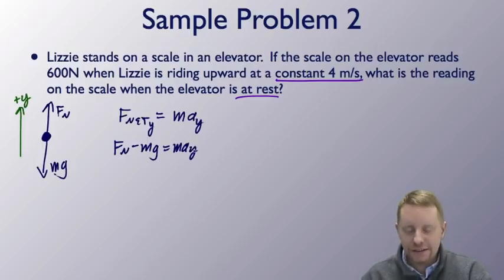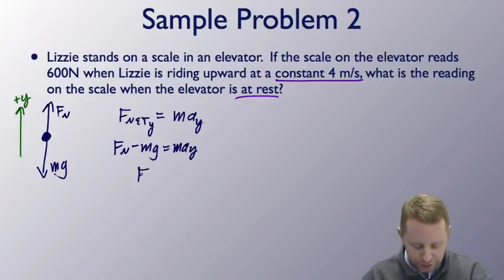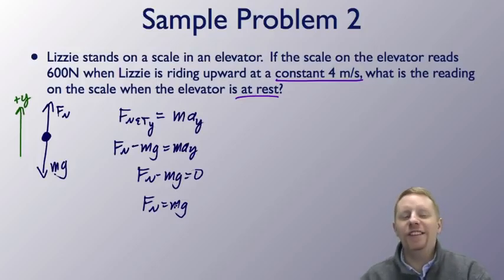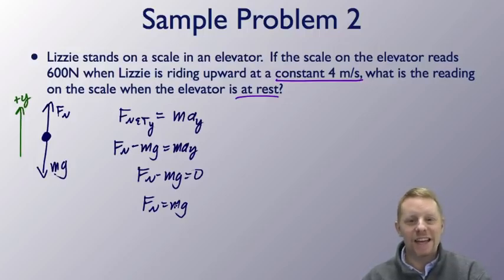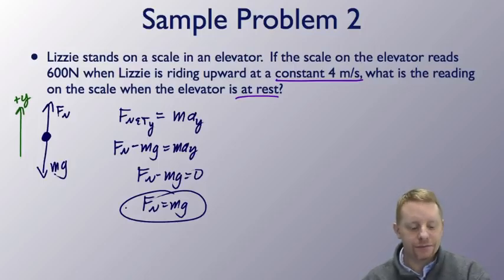But the elevator isn't accelerating. ay equals 0, so just Fn minus mg equals 0, or the normal force equals mg, the weight. It reads the same thing it would as if they had been still the whole time. Whether it's moving at a constant speed or it's at rest, from a physics perspective, basically it's the same thing. You don't have any change in the scale because the acceleration is 0. The scale is just going to read the person's weight at that point, the force of gravity on them.